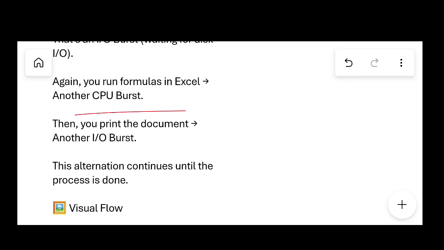So basically, CPU burst time means time spent by a process executing on the CPU. And IO burst time means time spent by a process waiting for or performing IO operations. Processes alternate between CPU and IO bursts until completion. And some processes are CPU bound and some are IO bound.